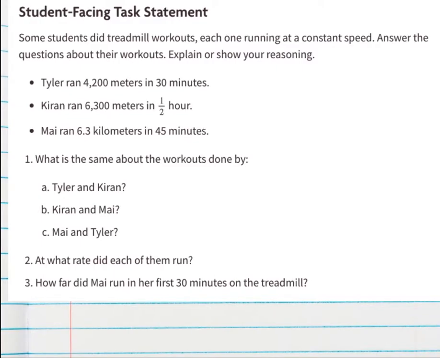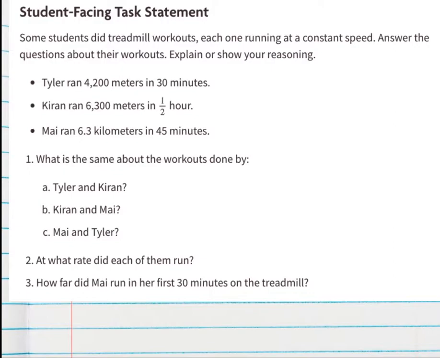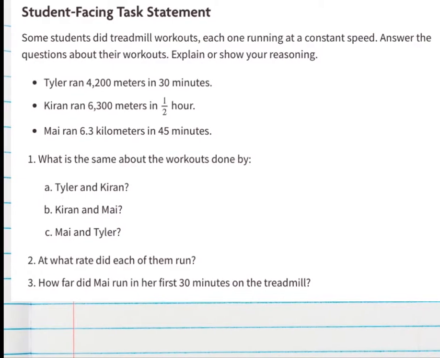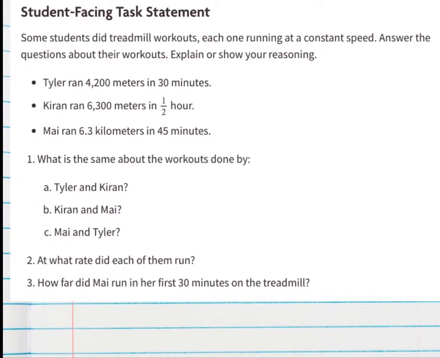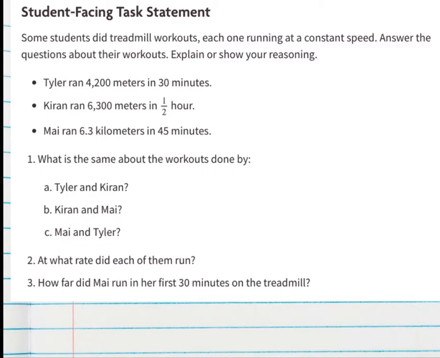What do you notice first? Well, Tyler ran 4,200 meters in 30 minutes. Kieran ran 6,300 meters in a half an hour. And Maya ran 6.3 kilometers in 45 minutes. So I've got meters, kilometers, minutes, and hours. The first thing I would do is convert everything to minutes and convert everything to meters. So 30 minutes, that's already minutes. A half hour is 30 minutes. And then 45 minutes. Then all I have to do is the kilometers.